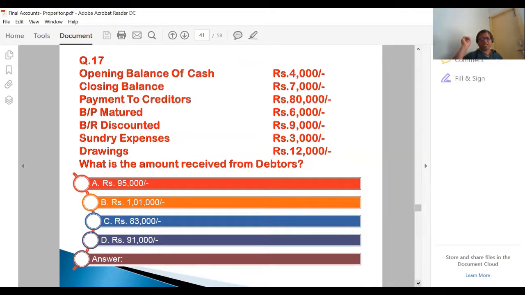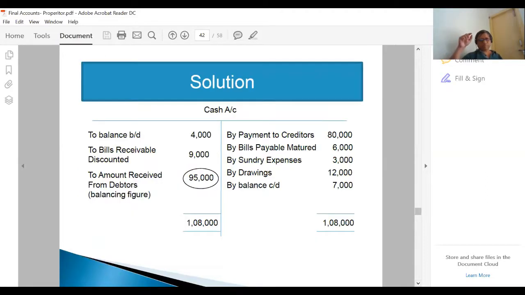Opening balance of cash is 4,000 and closing balance is 7,000. Payment to creditor 80,000. Bill payable matured is 6,000. Bill receivable discount is 9,000. Sundry expenses 3,000. Drawing 12,000. So they were asking, right?